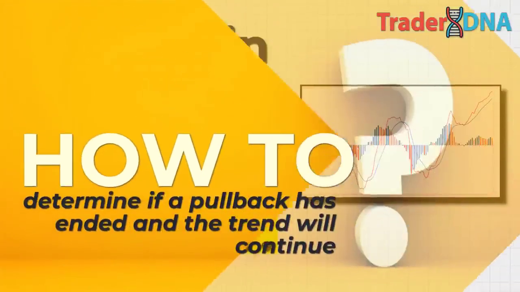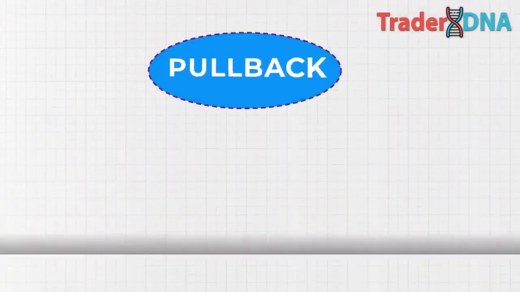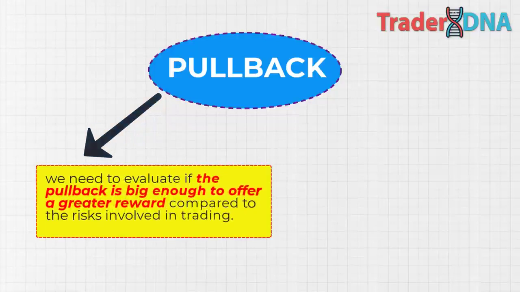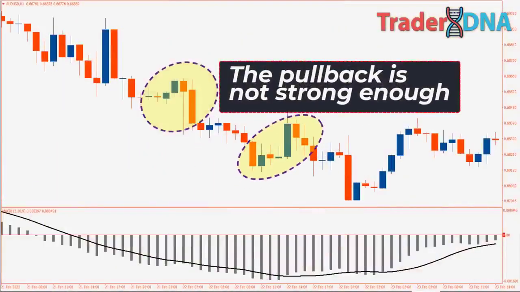So, how to determine if a pullback has ended and the trend will continue? There are two important things to consider when it comes to pullbacks. First, we need to evaluate if the pullback is big enough to offer a greater reward compared to the risks involved in trading. If the pullback is not strong enough, it's better to disregard it because the potential profit is usually small as well. That's why in this strategy, we only enter the market when the ongoing pullback is substantial.